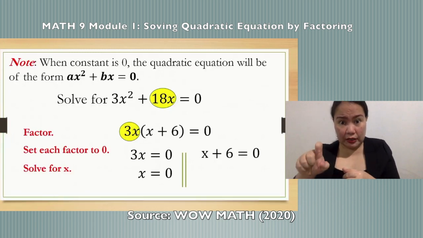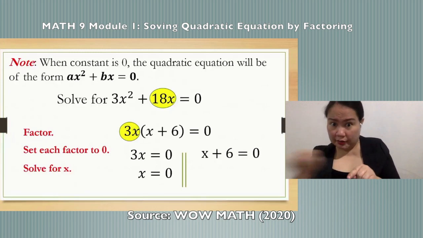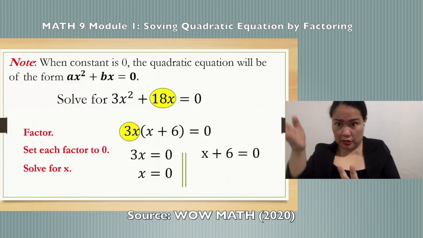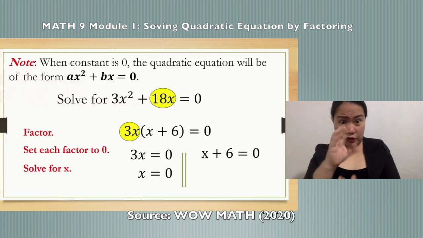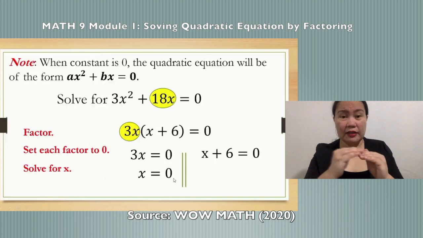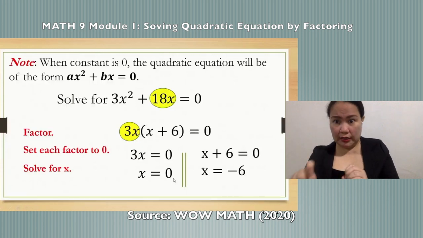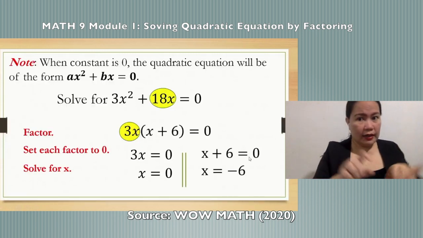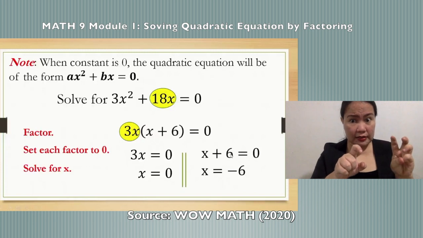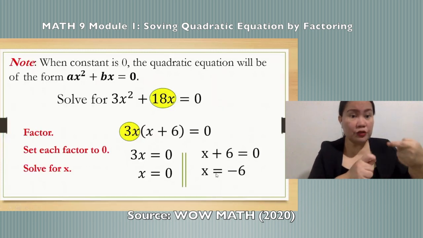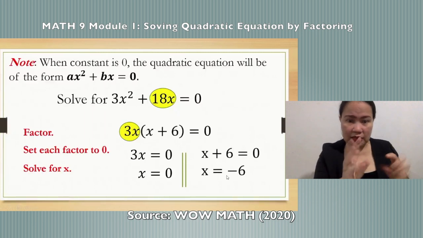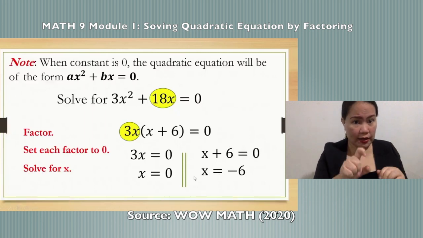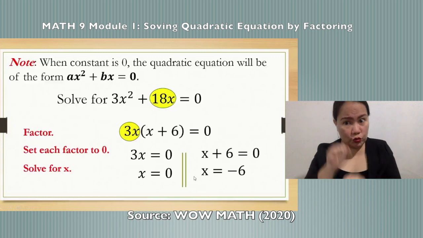3x is equal to 0. So, anong gagawin? I-divide lang natin both sides by 3. 0 divided by 3 is 0. Sa kabila, x plus 6 is equal to 0. So, lipat lang natin yung positive 6 sa kabila. Kaya, x is equal to negative 6. So, therefore, the solutions are 0 and negative 6.